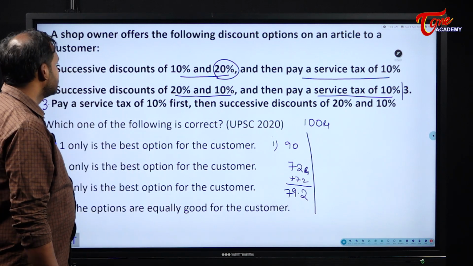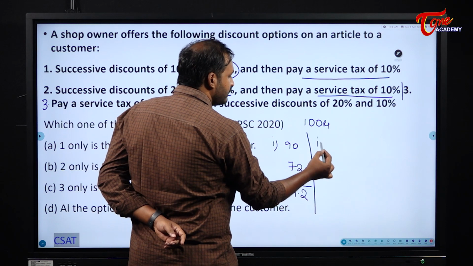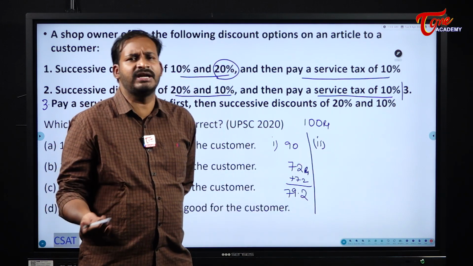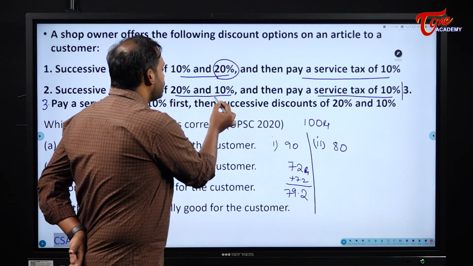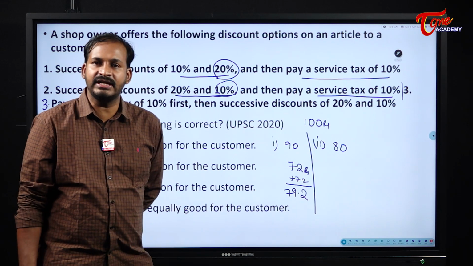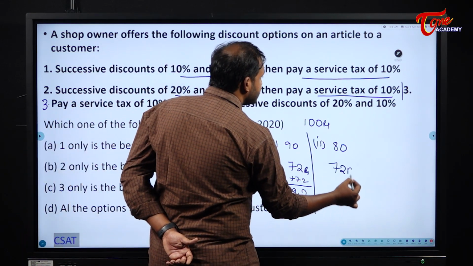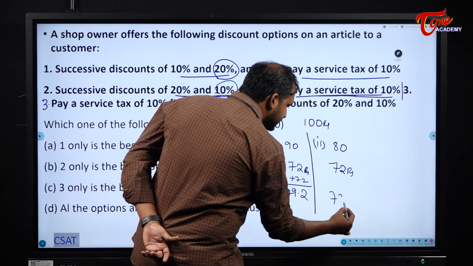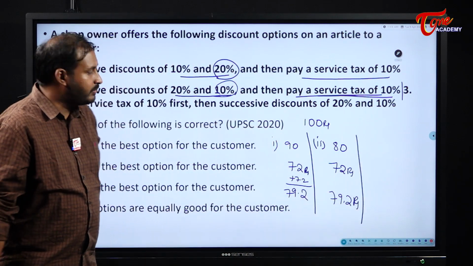Okay, next, successive discounts of 20% and 10%. Now, please see here. First, he is giving a discount of 20%. What is 20% of 100? 20. So first the price will become 80. And then he is giving a discount of 10%. What is 10% of 80? 8 only. So it will become 72 rupees. And then next, pay a service tax of 10%. Same. So here also you will pay the same amount, 79.2 rupees. Okay, good, superb. Now come to my next one.